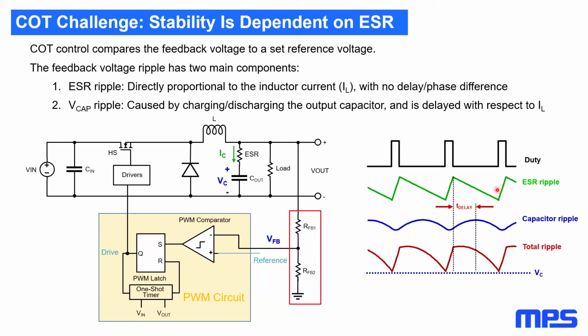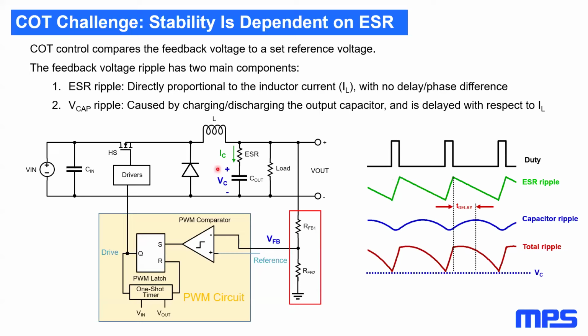The good thing about this ESR ripple is that because it comes from the inductor current, we can see that the shape that it has is very similar to the one that we saw when we were sensing the inductor current in our current mode control. So we can see that the peak of our ESR ripple occurs at the time where we switch off the PWM signal. So as the inductor charges, this voltage increases.